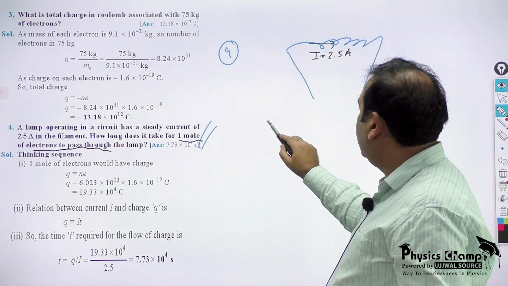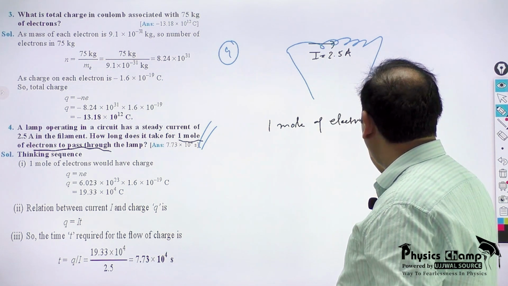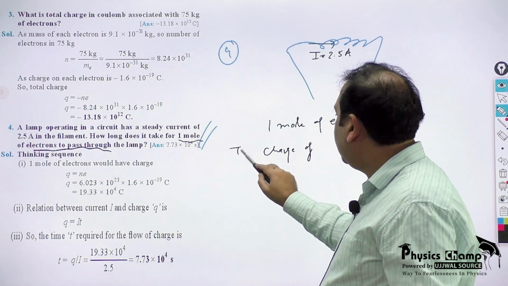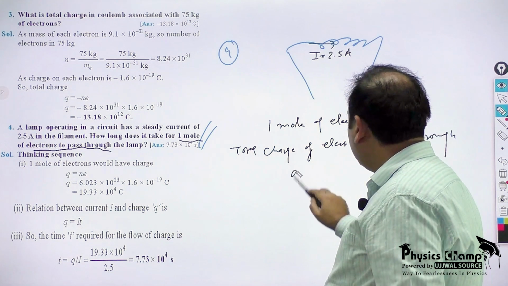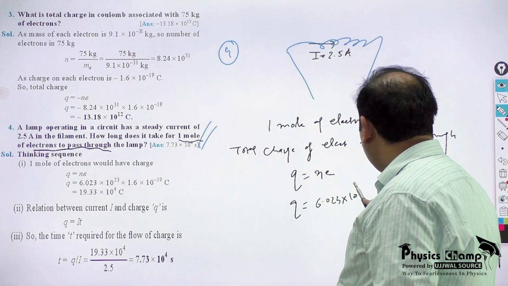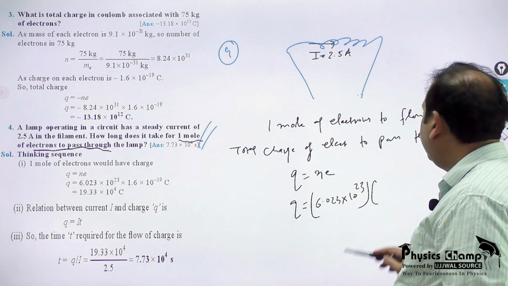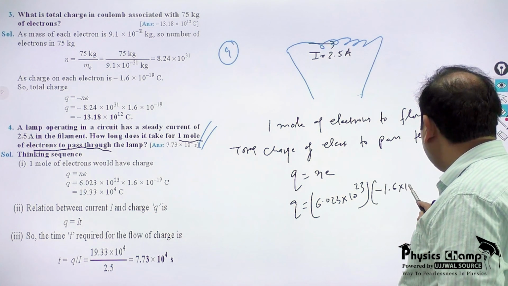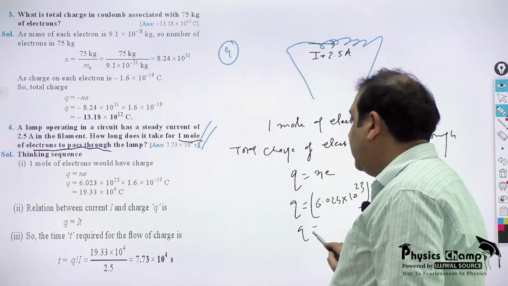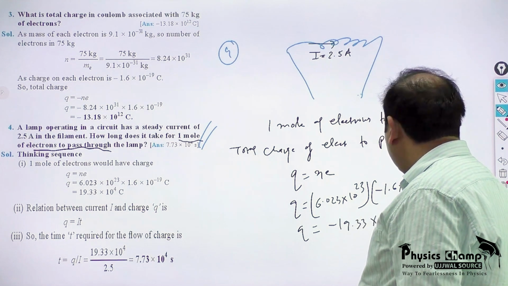So I want 1 mole of electrons to flow. It means I can find the total charge of electrons to pass through. Q is equal to Ne. 1 mole is 6.023 into 10 to the power 23 electrons, and the charge of every electron is 1.6 into 10 to the power minus 19 coulomb. So when 1 mole of electrons is passing, the total charge passing is minus 19.33 into 10 to the power 4 coulomb.